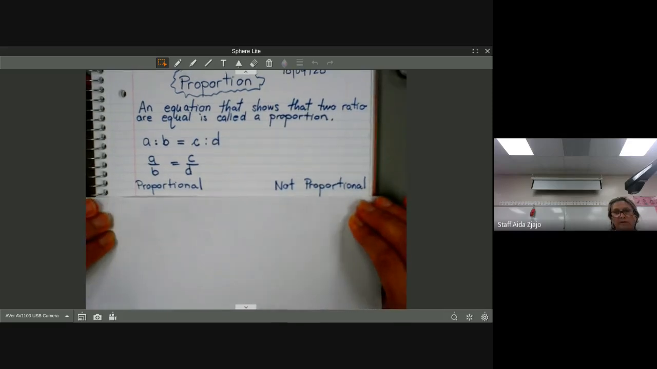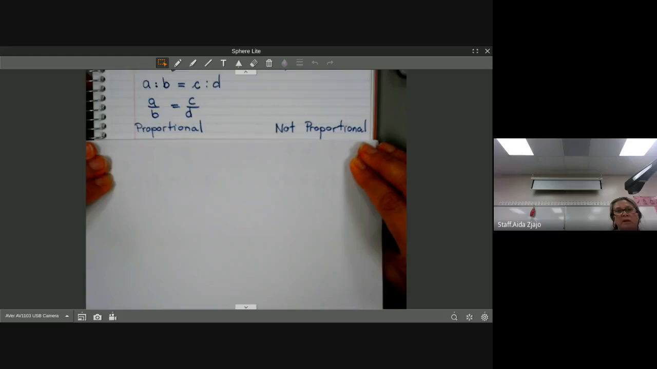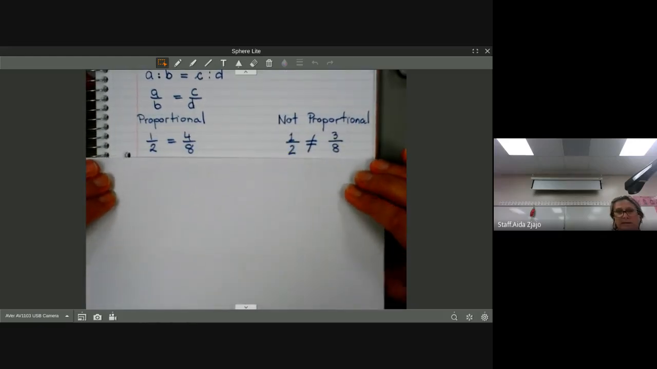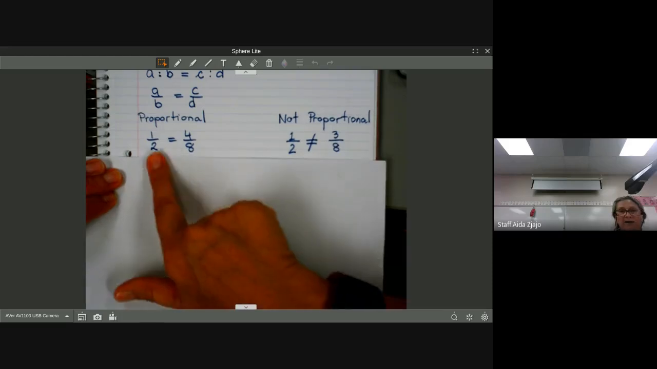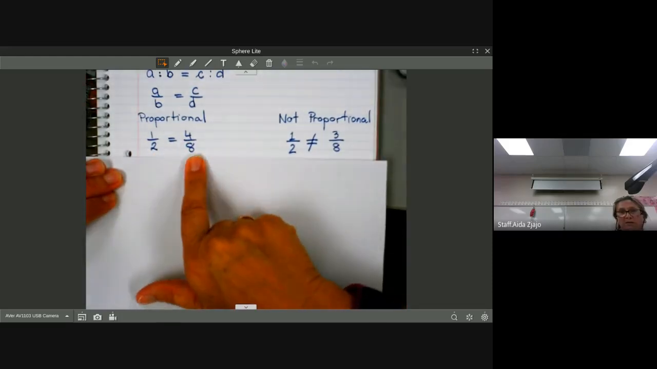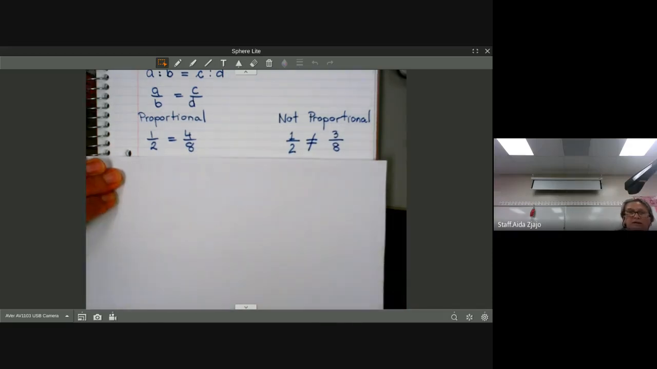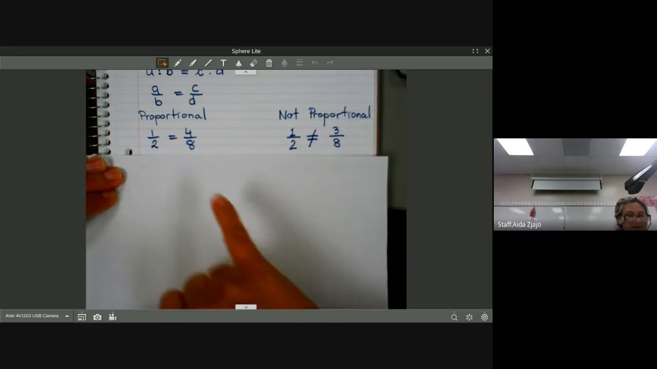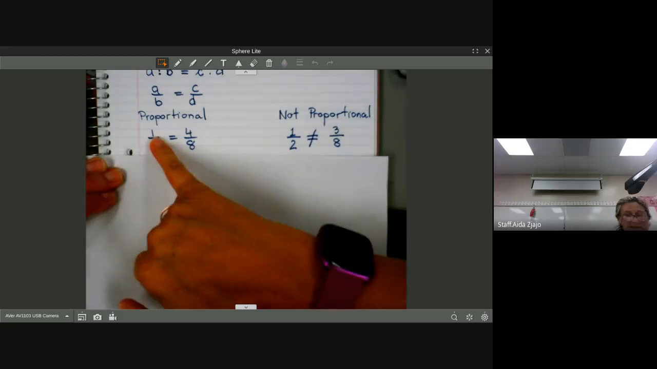Okay, so when we talk about proportional, we can look at these two examples. For example, one half is the same as 4/8. You know that because if I cut a half into smaller pieces, I can get 4/8, and that is equivalency in a fraction.